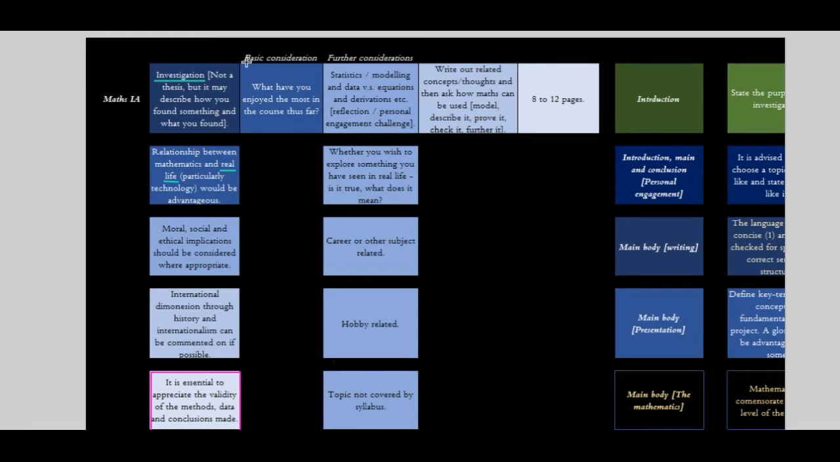So the first thing we're going to consider is the basic considerations. What have you enjoyed the most in the course thus far? If you have an answer for that, that might aid in the direction you can go in. Generally speaking, the further consideration you need to make is, do you want to do a statistics, modeling, data type investigation where you gain some values, you gain some data, and you do things with that, you model them, you talk about distributions and statistics and so on? Or do you want to go down a more, let's look at these equations, let's talk about derivations, let's look at that type of thing?